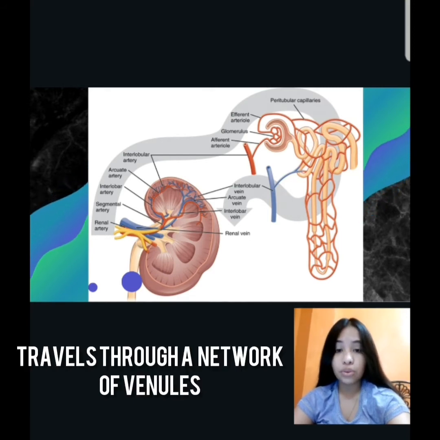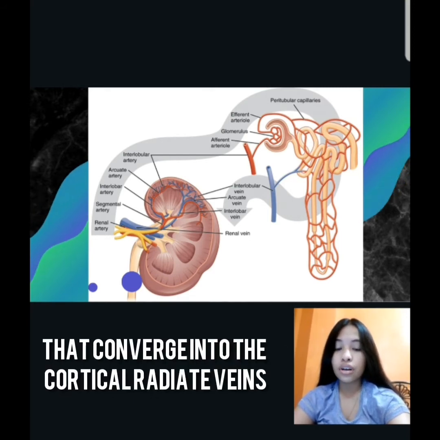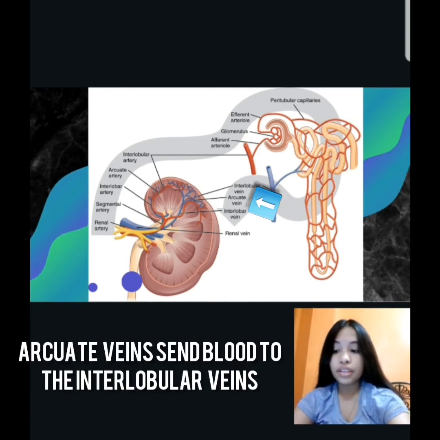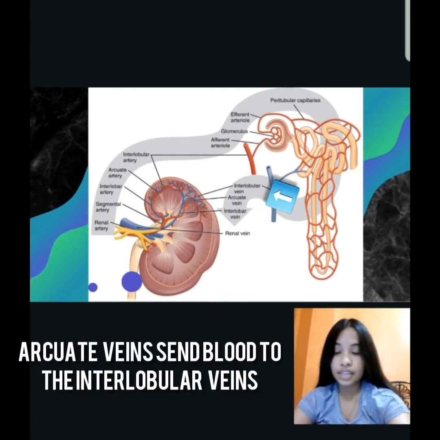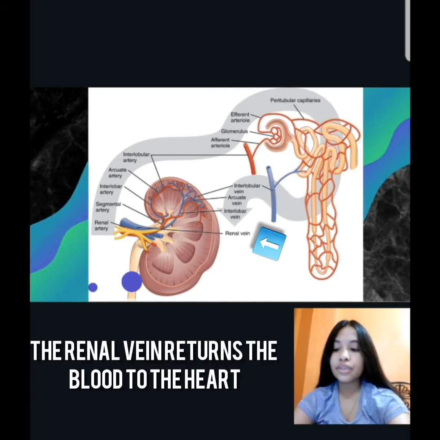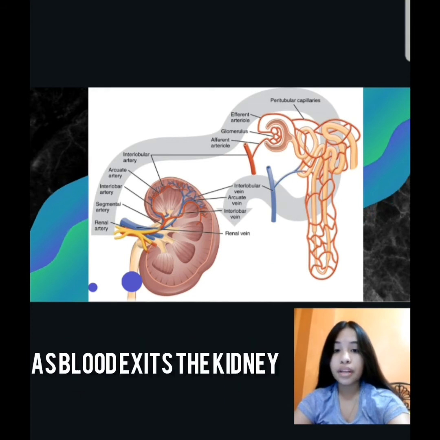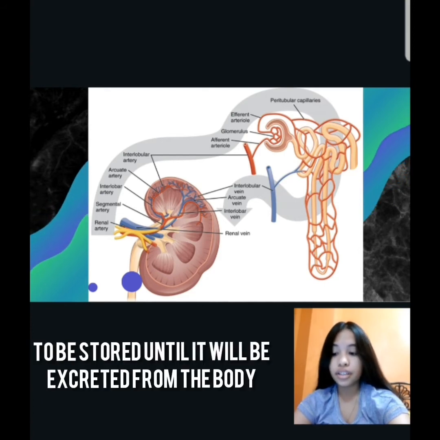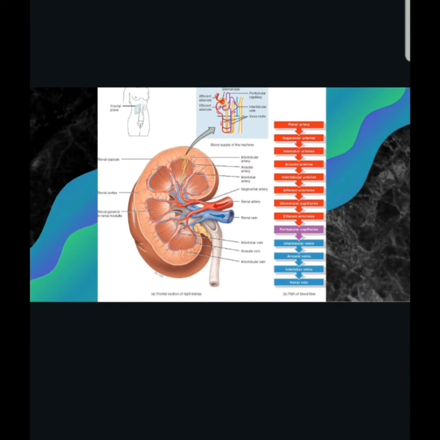then travels through a network of venules that converge into the cortical radiate veins, and then the arcuate veins. The arcuate veins send blood to the interlobular veins, which converge to form the renal vein. The renal vein returns the blood to the heart. As blood is exiting the kidney, the filtrate travels out of the kidney through the ureters and onto the bladder to be stored until it is excreted from the body. And here is the flow chart of plasma or blood through the arteries, nephron, and veins.